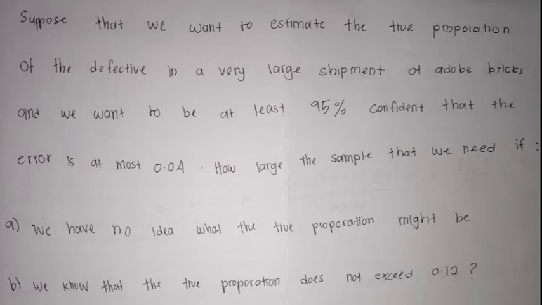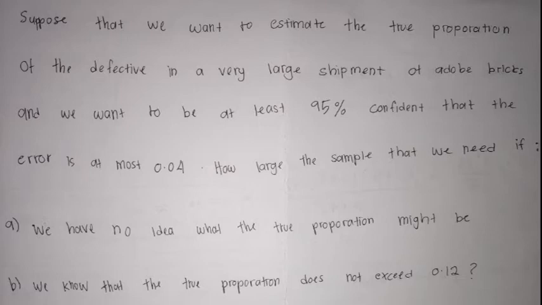Suppose that we want to estimate the true proportion of defective bricks in a very large shipment, and we want to be at least 95% confident that the error is at most 0.04. How large a sample do we need if A, we have no idea what the true proportion might be, and B, we know that the true proportion does not exceed 0.12.